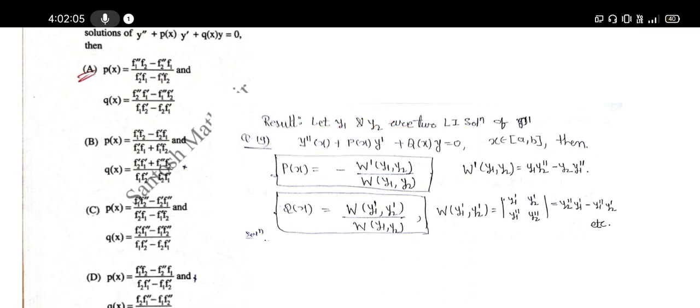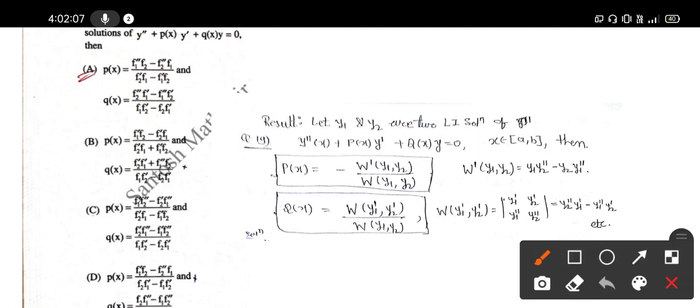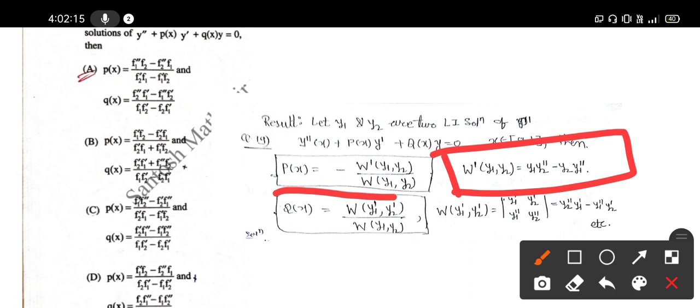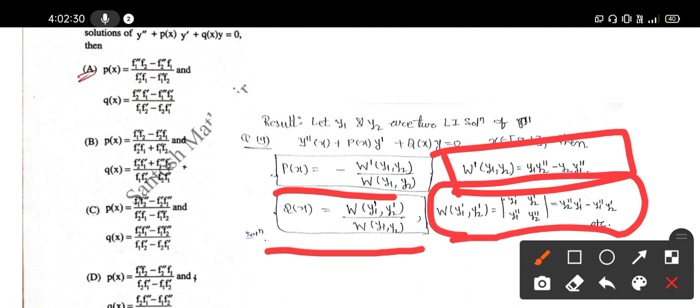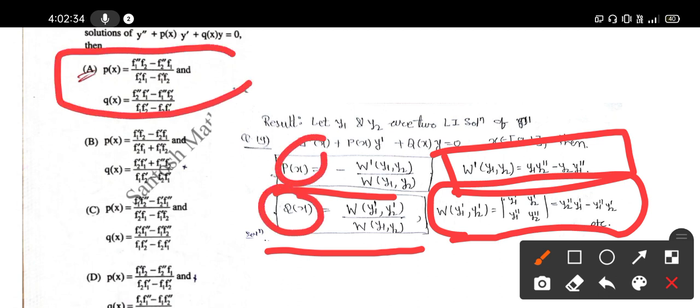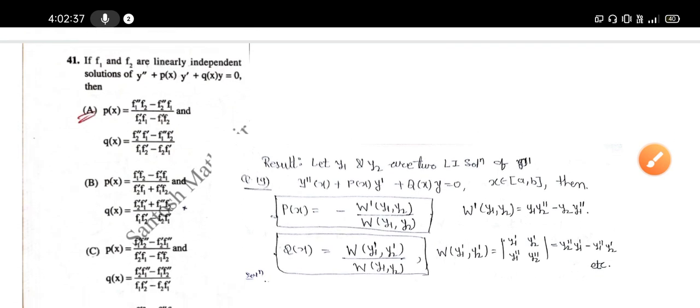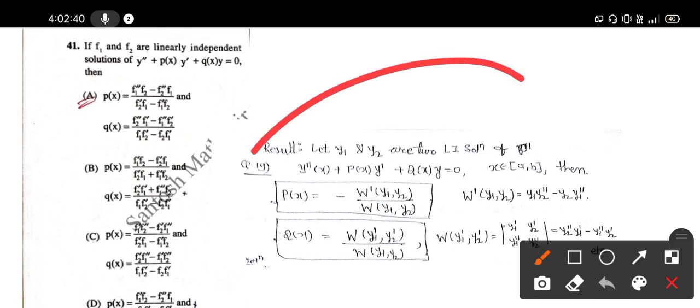P of x is minus w dash upon w. What is w dash? It is y1 y2 double dash minus y2 y1 double dash, and q of x is w of y1 dash, y2 dash upon w of y1, y2. That is the determinant, and so here p of x and q of x are as in f1 double dash. Option A is correct, based on this result.